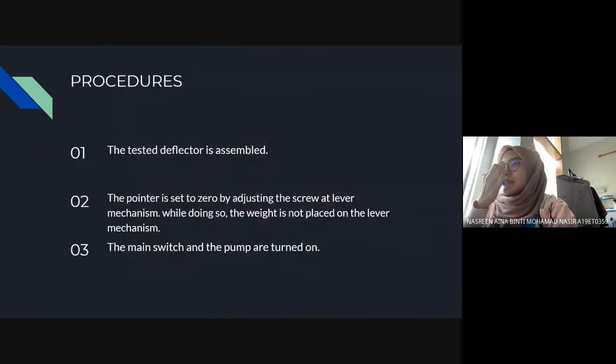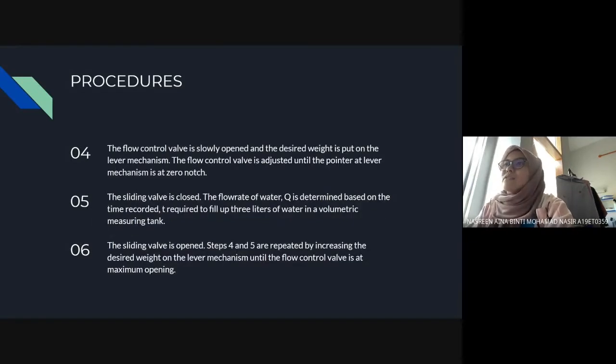Next. These are the procedures of this experiment. The first one, the test deflector is assembled. The pointer is set to 0 by adjusting the screw at the lever mechanism. While doing so, the weight is not placed on the lever mechanism. Next, the main switch and the pump are turned on. Next slide. The flow control valve is slowly opened and the desired weight is put on the lever mechanism. The flow control valve is adjusted until the pointer at the lever mechanism is at the 0 notch.